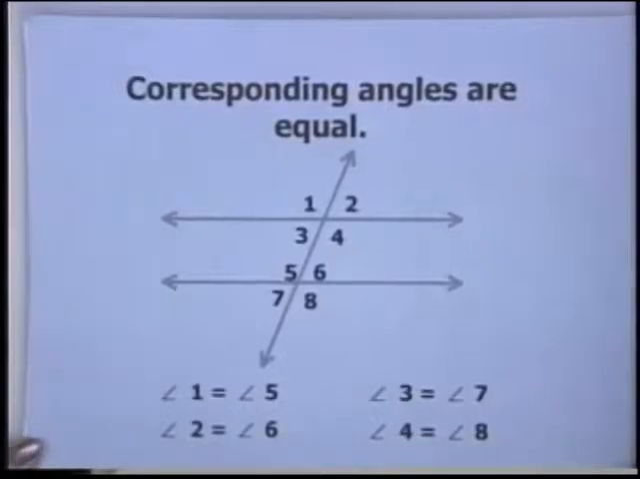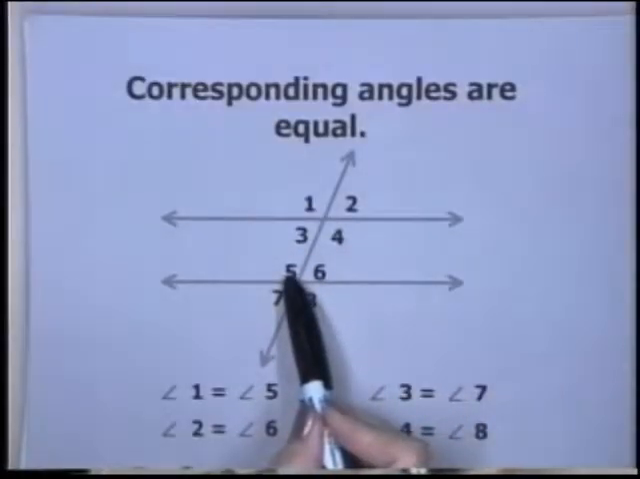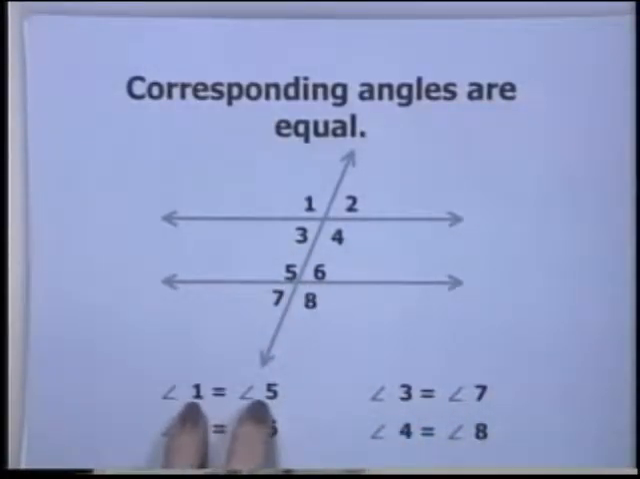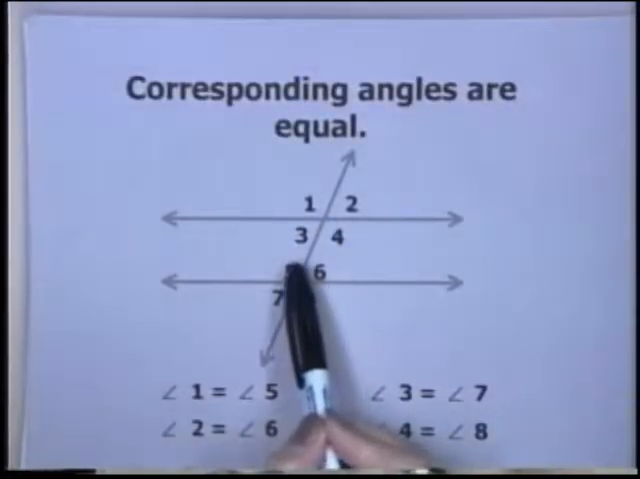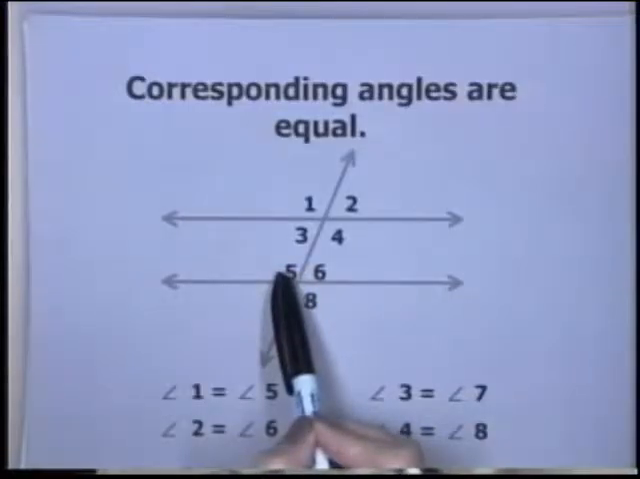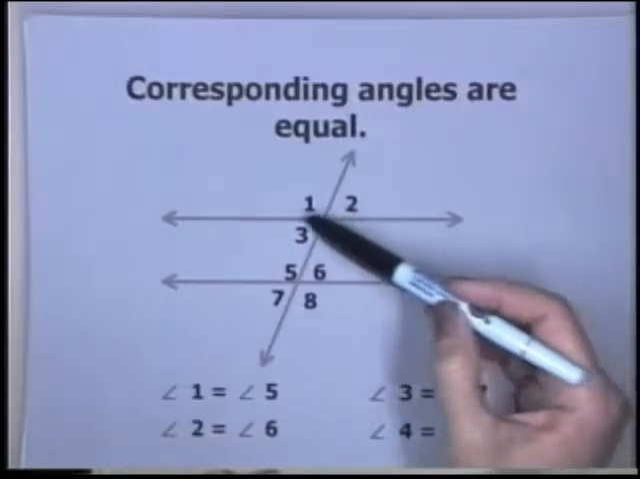Also, we have corresponding angles are equal. Now, I don't have a really good definition of corresponding angles, so just look at this. Angle 1, it corresponds to angle 5. Consequently, angle 1 equals angle 5. Now, notice that angle 1 and angle 5 are both on the left side of the transversal, and they are both right above their parallel lines.